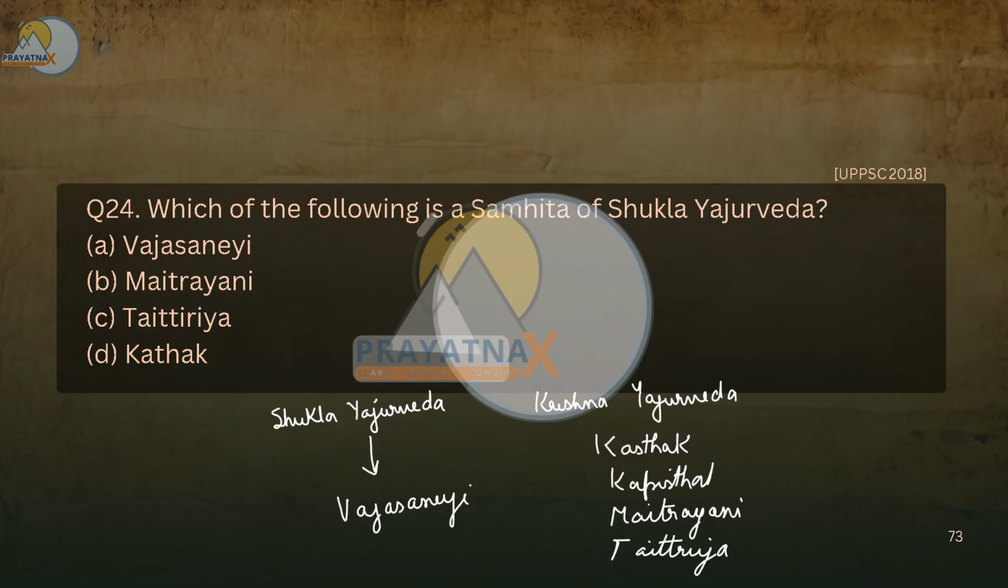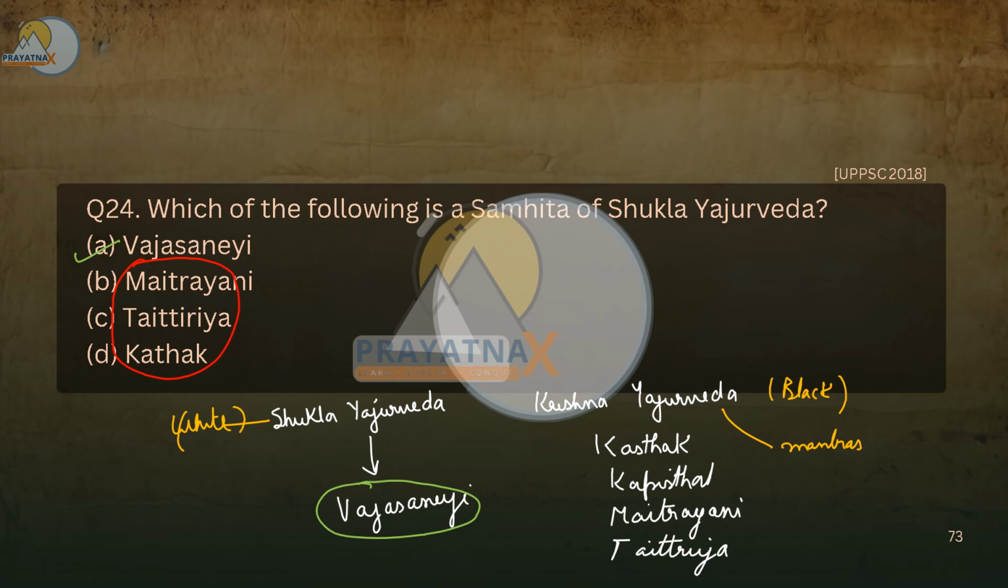So only Vajasaneyi is related to Shukla Yajurveda, so the correct answer would be option number A. All the other options are related to Krishna Yajurveda. Now Krishna Yajurveda is black and this is your white. Now Krishna Yajurveda contains mantras or hymns, and Shukla Yajurveda contains basically commentaries in prose format.